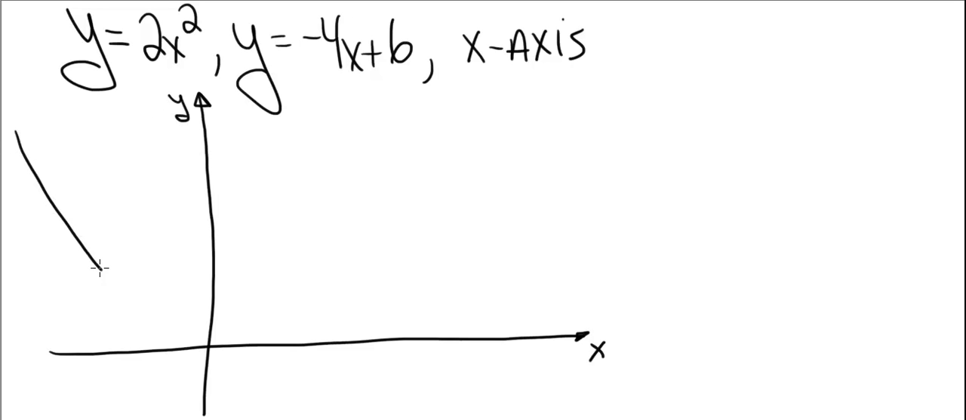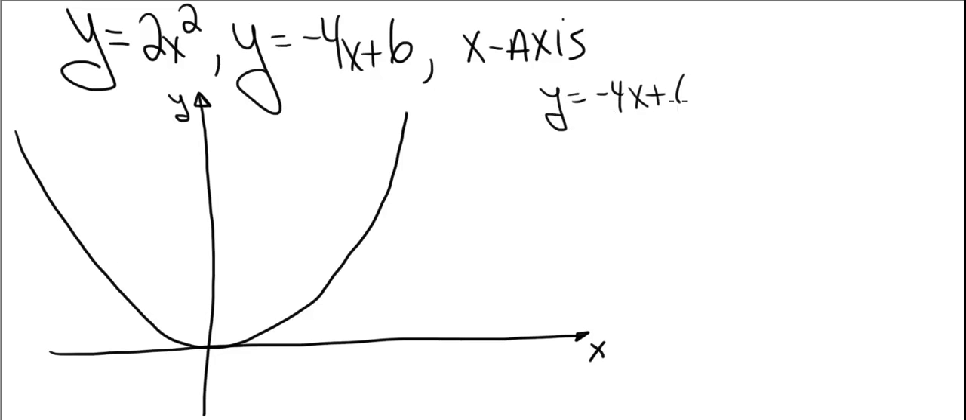y equals 2x squared looks like y equals x squared. It's a parabola that opens up whose vertex is at the origin. y equals minus 4x plus 6 is a line, so we're going to need 2 points. Plug in 0 for x, we get y equals 6. This is the y-intercept right here.